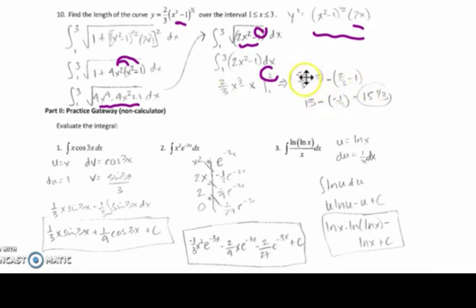So 54 over 3 simplifies to, well, you know what I did? I took 54 over 3 minus 9 over 3. So 54 minus 9 is 45 over 3. That's what got me the 15. And then 2/3 minus 1 is negative 1/3. So I'm subtracting a negative 1/3, adding a 1/3 to my 15 to get my final answer.